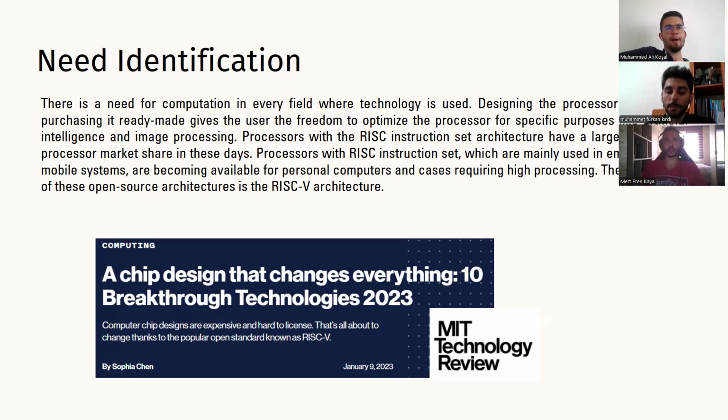Processors with RISC instruction set architecture have a large slice of the processor market share these days. Processors with RISC instruction set, which are mainly used in embedded and mobile systems, are becoming available for personal computers and cases requiring high processing. The best known of these open source architectures is the RISC-V architecture. Here we can see MIT's Technology Review article highlighting the importance of the RISC-V architecture.